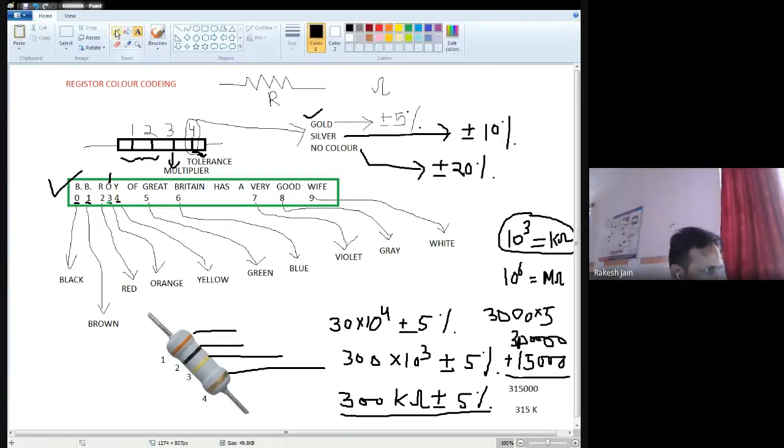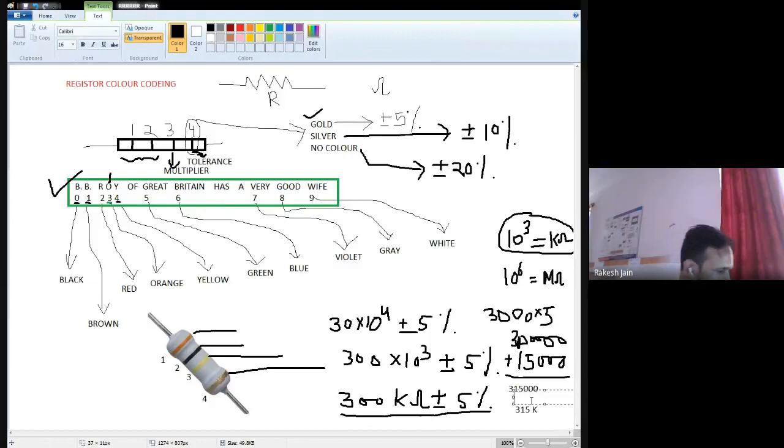And if I subtract them, kindly wait for a while. I just check it and then inform you. Then minus 15,000, so it will be 285,000. It means 285 kilo ohm. Okay. So whenever you check from the multimeter, it will be 285 kilo ohm to 315 kilo ohm. Any value.